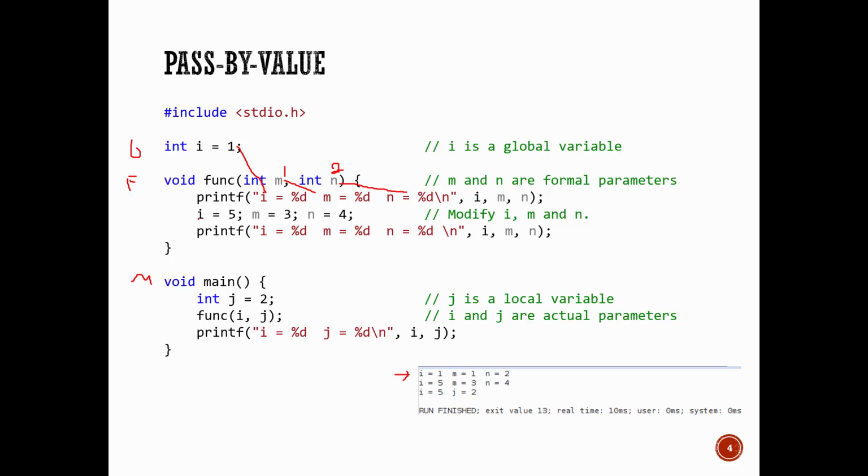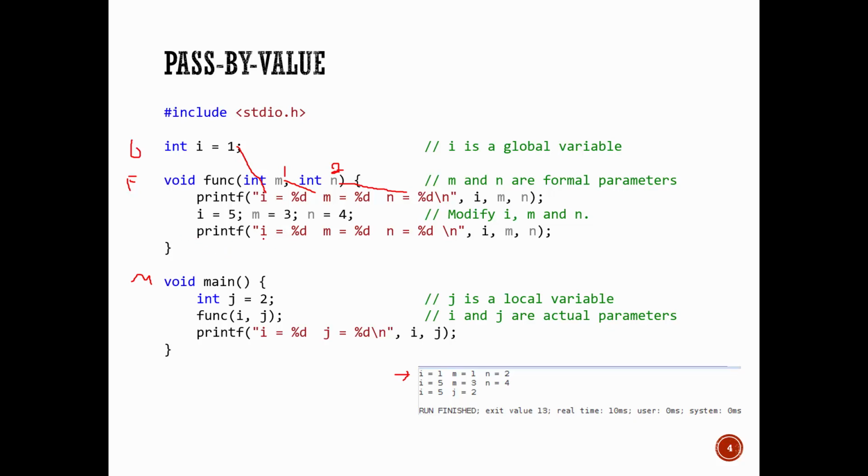Okay, next line. Now I go i equals 5, m equals 3, n equals 4. So i is a global, so that changes outside. Everybody sees that change. And then m and n, we're saying 3 and 4, that change only happens within this function. Because we're doing this call by value, that m and n only exist within this function, they don't exist in the outside world.